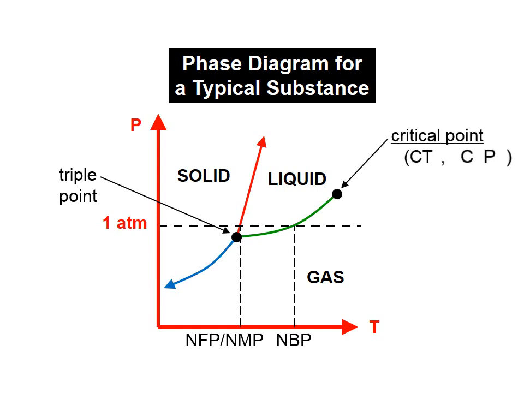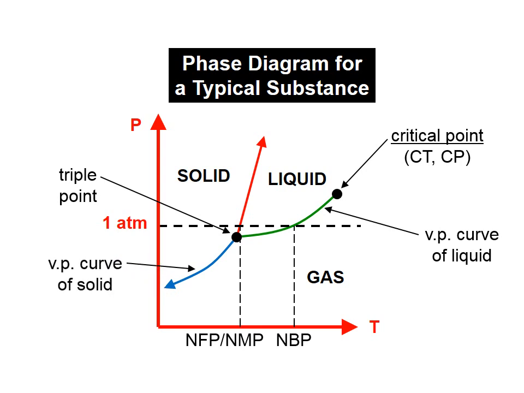That right there is called the critical point, which is both the critical temperature and the critical pressure. The green line represents the vapor pressure curve of the liquid. The blue line represents the vapor pressure curve of the solid, and the red line indicates changes in the freezing or melting point depending on what pressure we have.